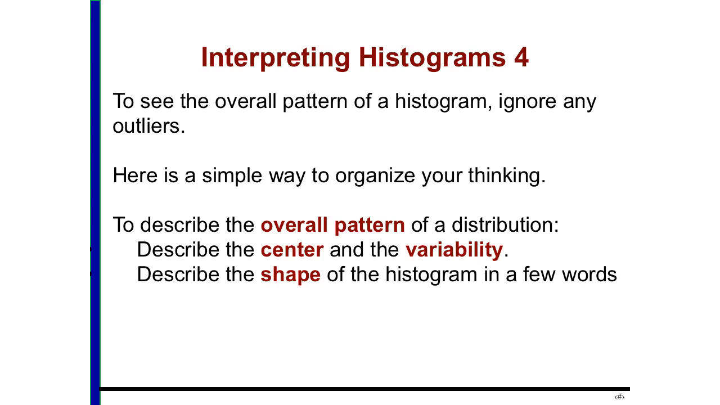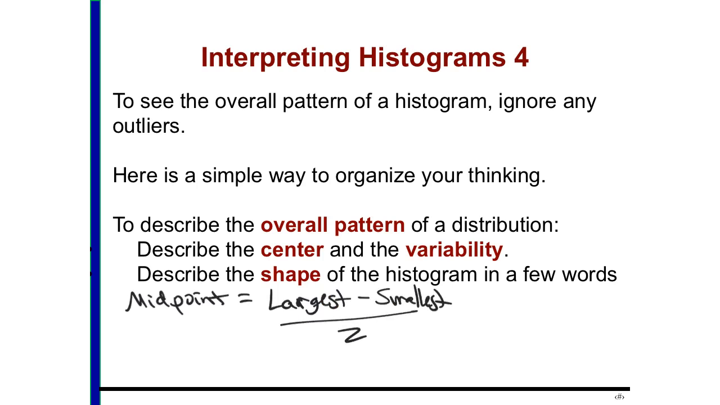We also want to look at the overall pattern of a histogram, or the overall trend, and this is ignoring the outliers. The outliers are a separate thing, but for the bulk of the data without the outliers, what are the trends that we see? What are the patterns? So we want to look for the center, and when we look for the center, we look at where the midpoint is. To find the midpoint, it's your largest number minus the smallest, divided by 2. That gives you your midpoint. The variability, that is the spread of your data, or the range.